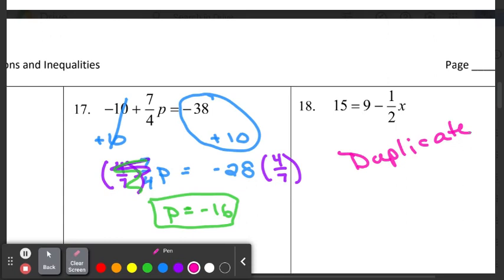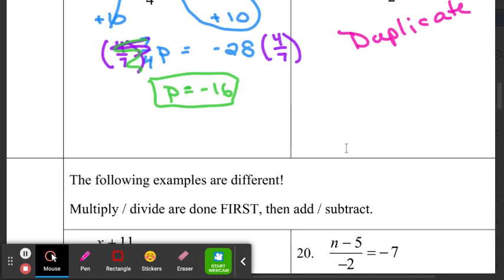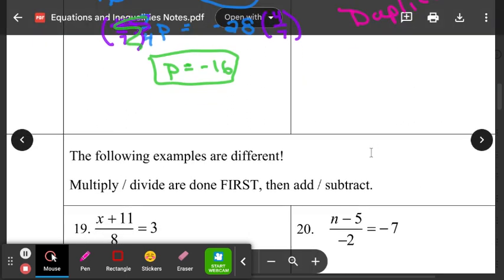All right, before we continue, here's number 17. And number 18 was a duplicate from the previous page, so we're not going to bother doing that one. Hooray. Now, these are a little bit trickier. These are the watch out kind of problems.